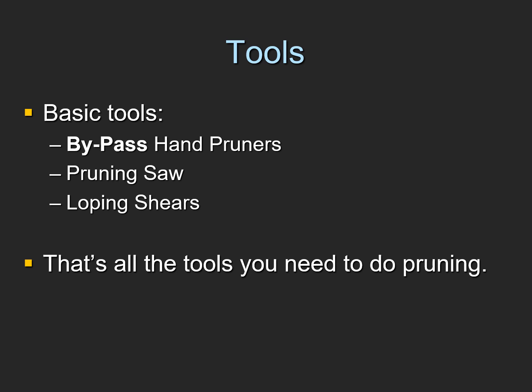So basic tools for pruning: we need the bypass hand pruners, which you saw earlier in our picture. We need a pruning saw. Remember, a pruning saw cuts differently than a regular saw. It cuts on the pull stroke, which makes it a lot easier to do a good cut. And then we need our lopping shears, which are big lopping shears. We'll show you a picture of those in just a minute. And that's basically all the tools you're going to need to do a home pruning.